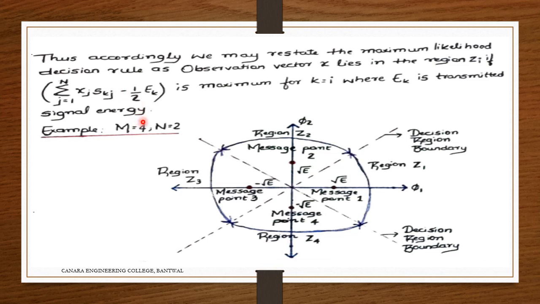For example, consider M equals 4, N equals 2. We have the 4 points here, that is psi 1, minus psi 1, psi 2, minus psi 2. These are the different message points here: square root of E, square root of E, minus square root of E, minus square root of E. This is message point 1, message point 2, message point 3, message point 4. So we are taking a decision boundary across this one and another decision boundary across this one.